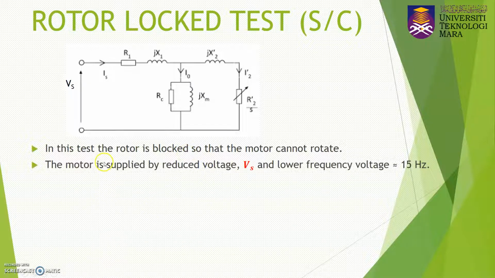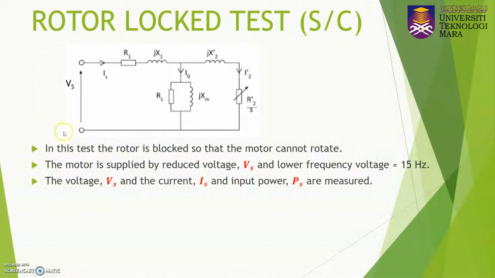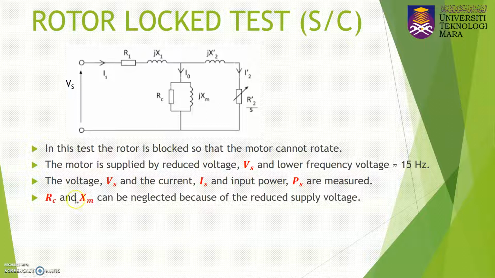The motor is then supplied by a reduced voltage Vs, with a lower frequency of around 15 Hz only during the rotor lock test. The voltage Vs, the current Is, and the input power Ps are then measured under this condition. In this case, RC and jXM can be neglected because of the reduced power supply.